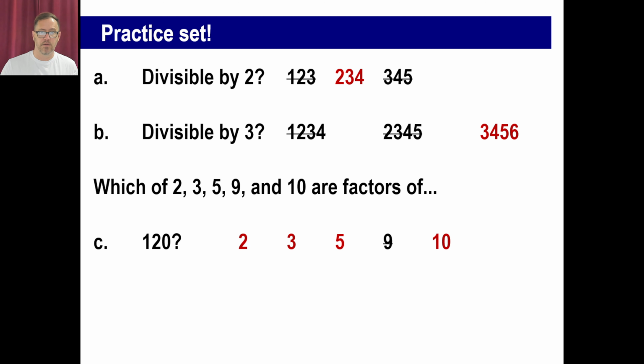Okay, C, 120. It's 2, 3, 5, and 10. 9 is not because 1 plus 2 plus 0 does not add up to a multiple of 9. All right, pause it again and try D. All right, let's try D here. 102. 2, yes. 3, yes, because 1 plus 0 plus 2 is 3. Divisible by 3. 5, nope. 9, nope. 10, nope. That's all there is to it.